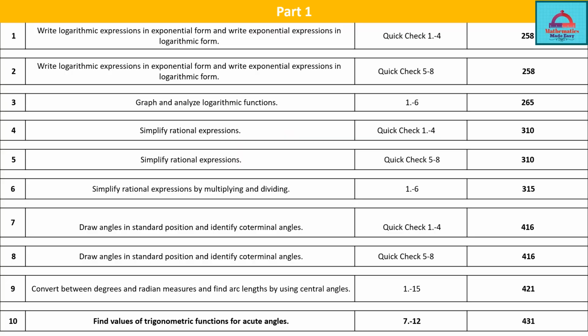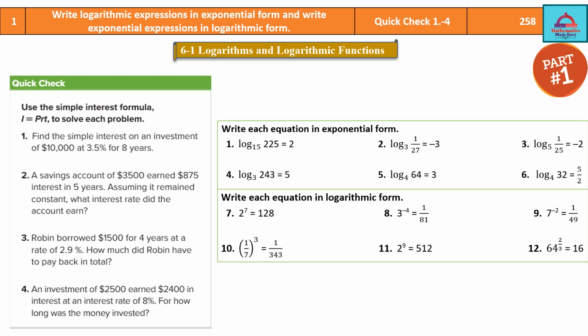In part 1, we have the following 10 learning objectives which are important. The page number and the examples are mentioned here. So let's start with solving them. Let's solve first the questions 1, 2, 3 and 4, which are on the simple interest concept. The formula for simple interest is P multiplied by R multiplied by T, where P is the principal, R is the rate of interest in percentage, and T is the time for which the amount is invested. So let's begin with the simple question number 1.